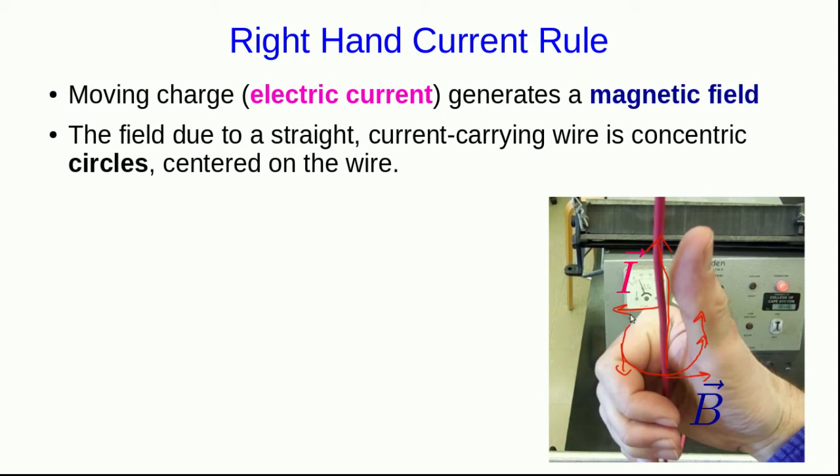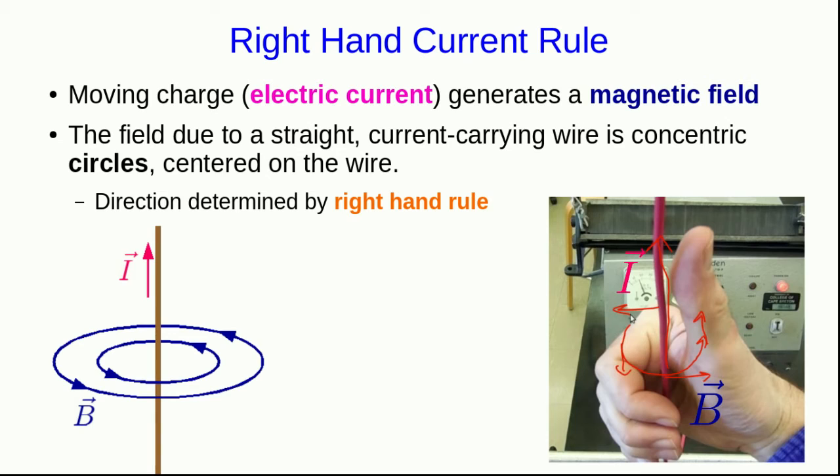And those magnetic fields, due to a straight wire, are concentric circles which are centered on the wire. And the direction that the field points around the wire is determined by a right-hand rule. We're going to encounter several right-hand rules, so we'd better be specific. This one is called the right-hand rule for fields due to currents, or more briefly, just the right-hand current rule. And so the picture that I've annotated shows how it plays out for this particular case, or here's a cleaner schematic view.